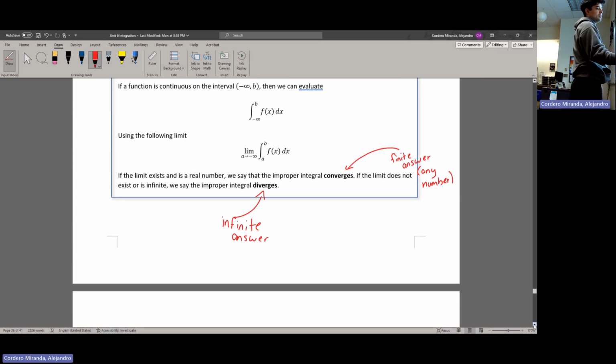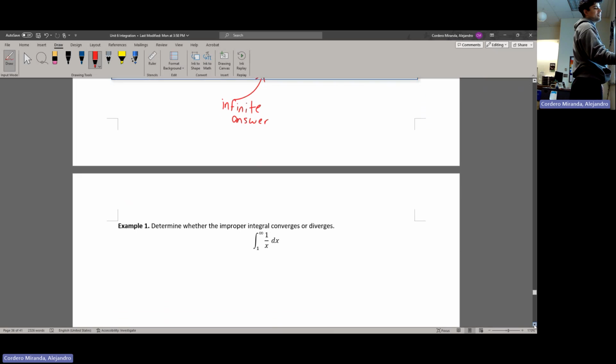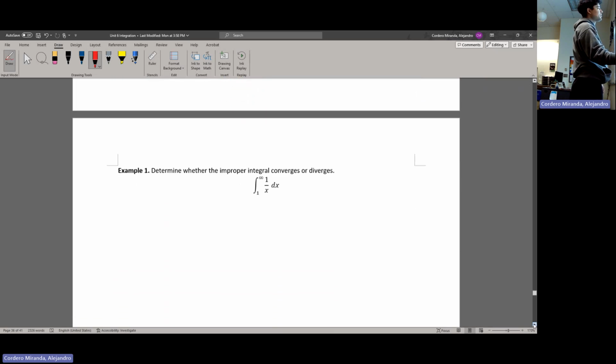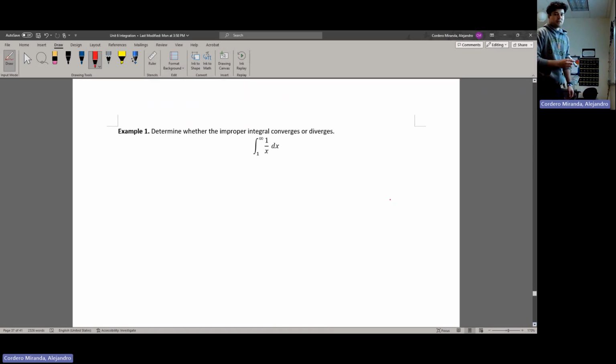Cool. All right. Let's get to the examples. Like I said, there are so many on here, and a lot of them take a long time, and they're tedious and annoying. So I might skip some of these depending, but I'll put up all the answers on Schoology. But look at this first one. It says, determine whether the improper integral converges or diverges.